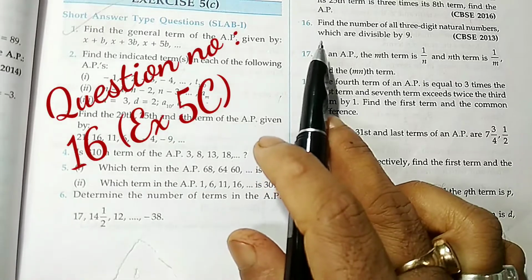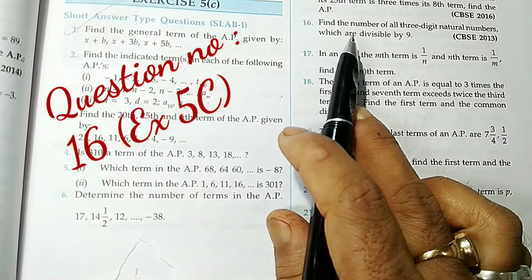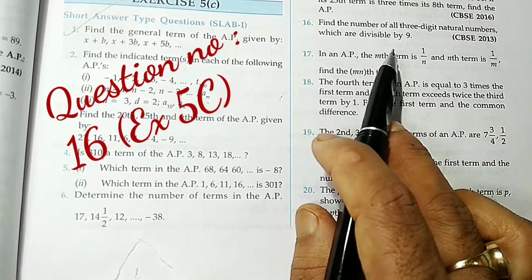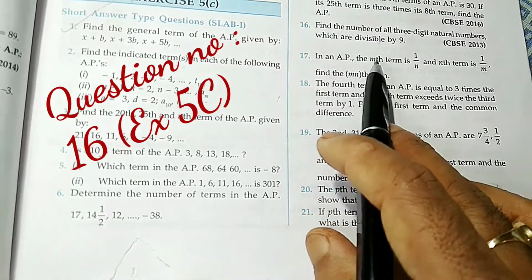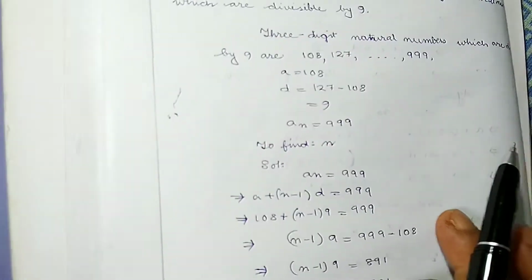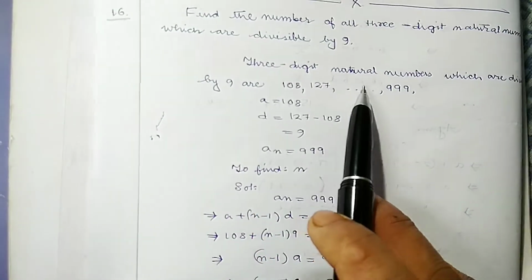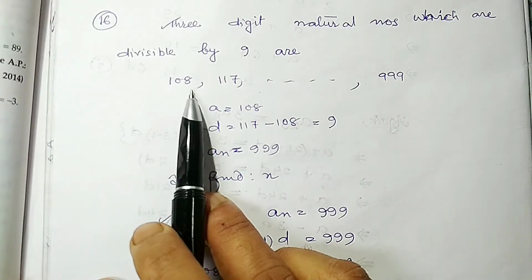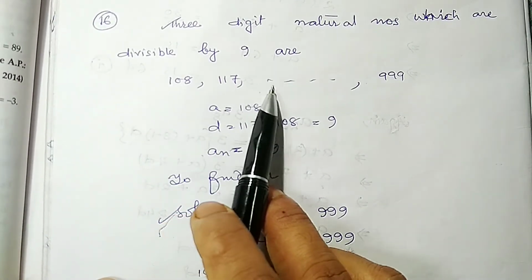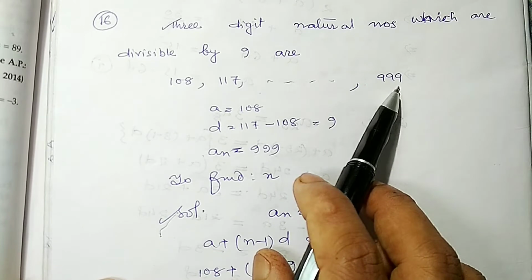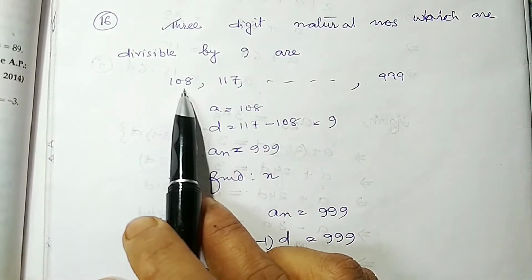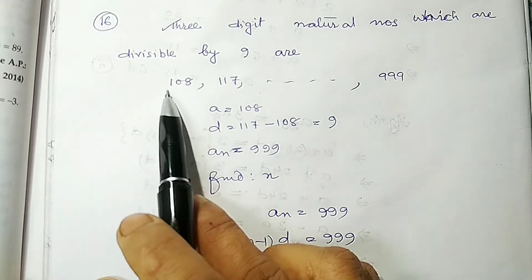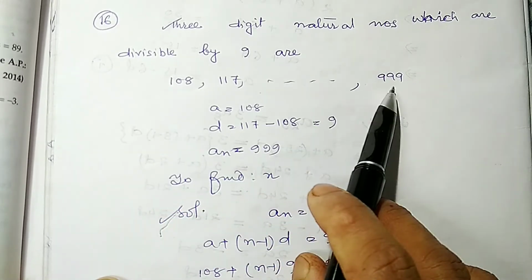In question number 16 it is given, find the number of all 3-digit natural numbers which are divisible by 9. So the 3-digit natural numbers which are divisible by 9 are 108, next one will be 117 and it will continue up to 999. As it is given 3-digit, the previous one is 99, which will be a 2-digit number, so it will start from 108 and continue up to 999.